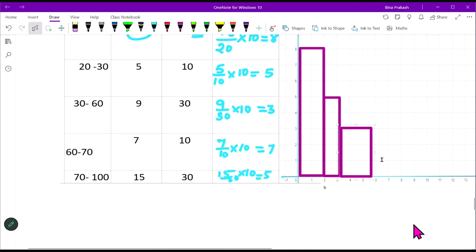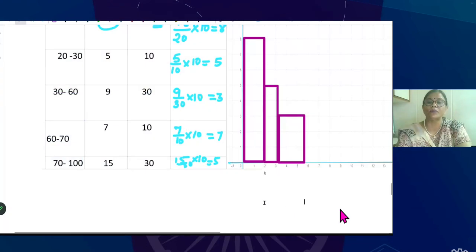Ma'am, it is requested from our end that we leave the question as it is and let our viewers solve it, because due to the time, the students will be able to complete this histogram. The histogram will have different widths. That's the only thing. Okay.